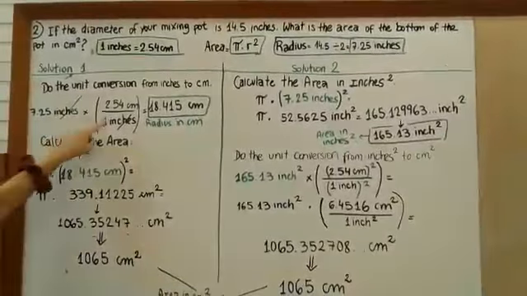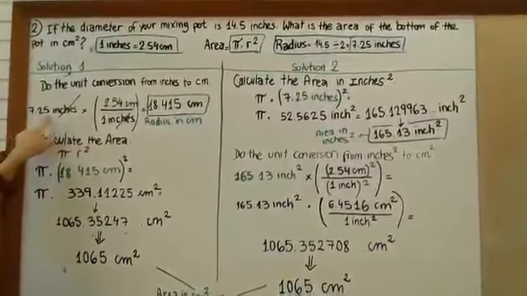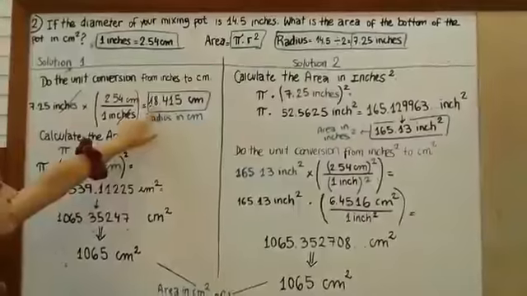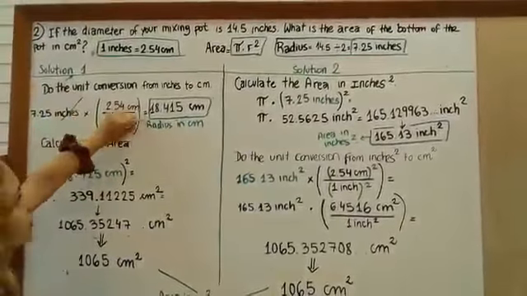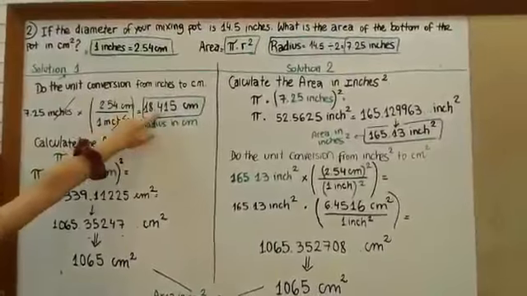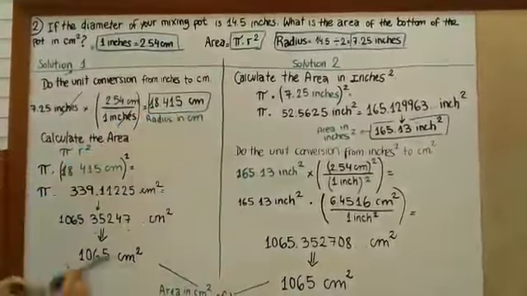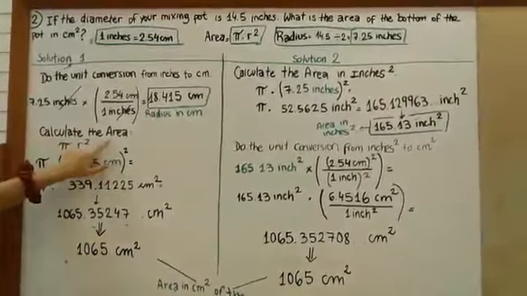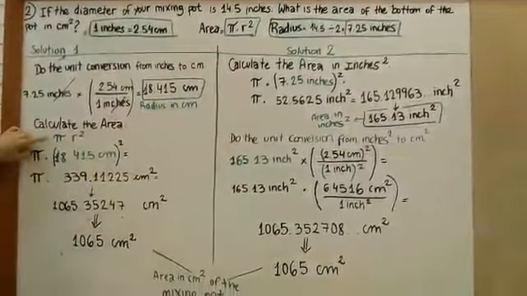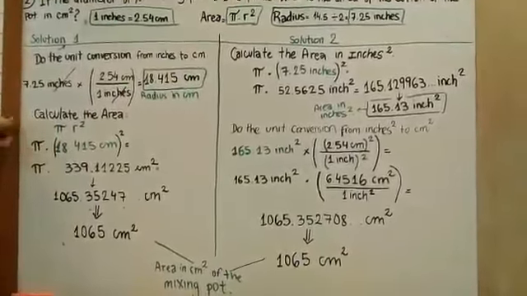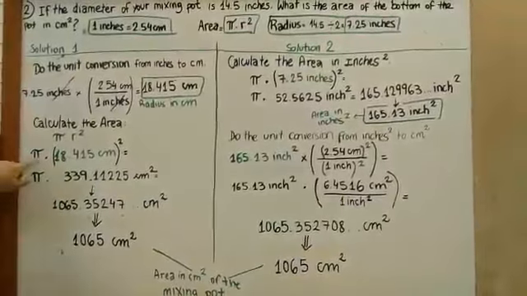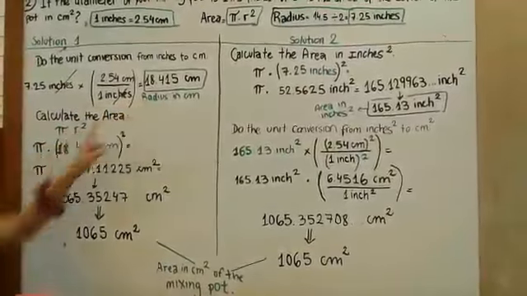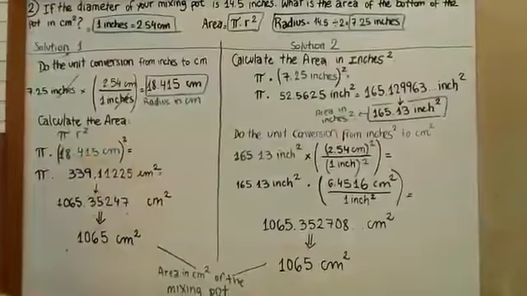And in this case, the multiplication will be 7.25 times 2.54 centimeters, and divided by 1 is the same number. The answer will be 18.415 centimeters, and this is the radius in centimeters. The second step is to calculate the area. We will use the formula, and pi, this is the symbol of pi, pi times, now we will put the number of the radius in centimeters squared.